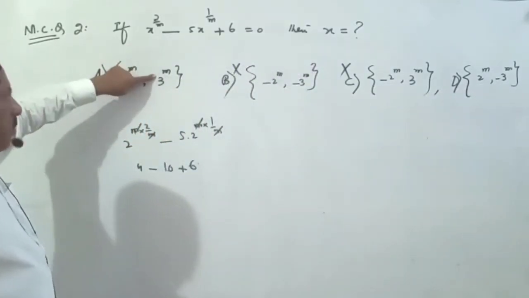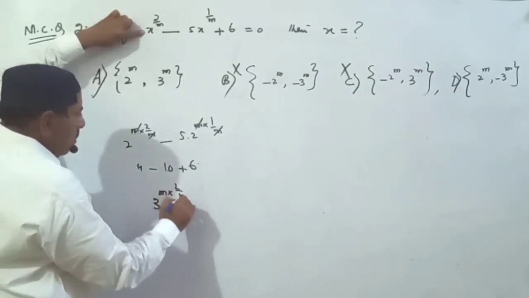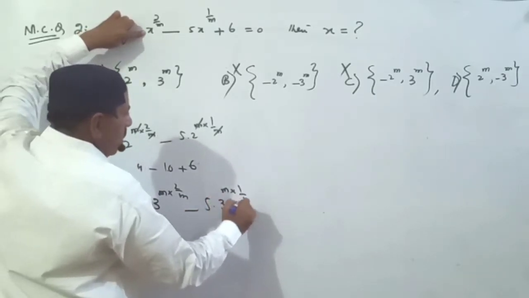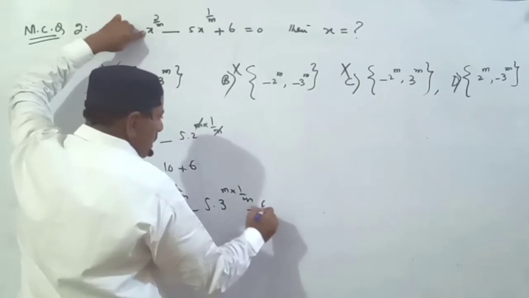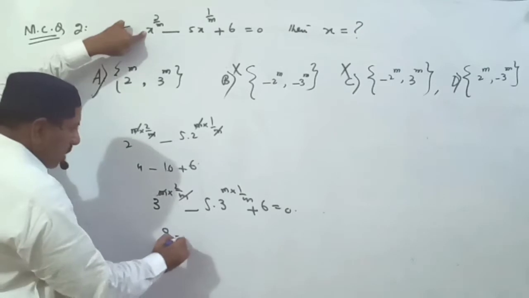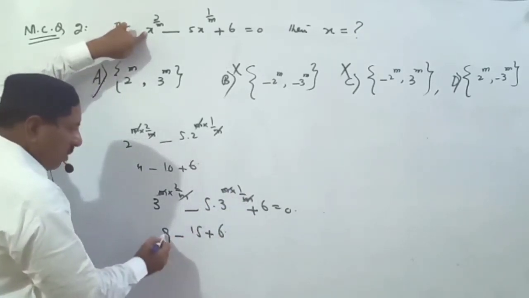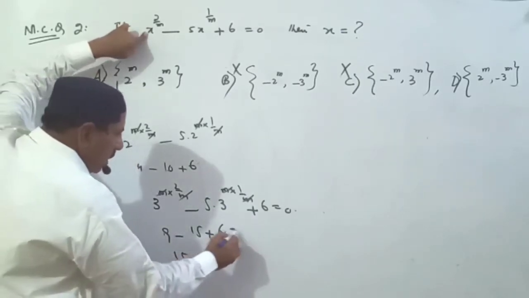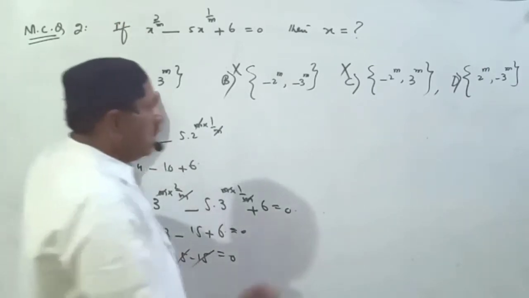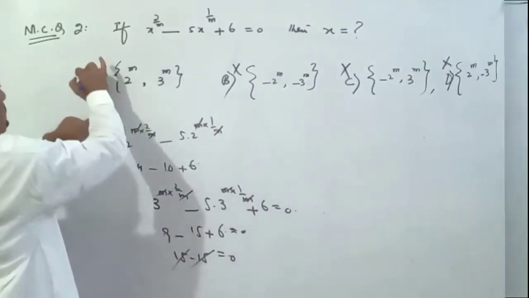Similarly for 3 power m, x means 3 power m into 2 upon m minus 5 into 3 power m into 1 upon m plus 6 is equal to 0. Cancel, 3 square 9, minus cancel, 3 5 the 15, plus 6. 6 plus 9 is 15, 15 minus 15 is equal to 0, cancel. So 3 power m is correct. So minus 3 power m will be wrong. So our correct option is now 2 power m.